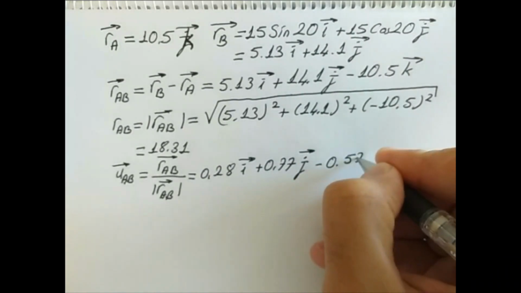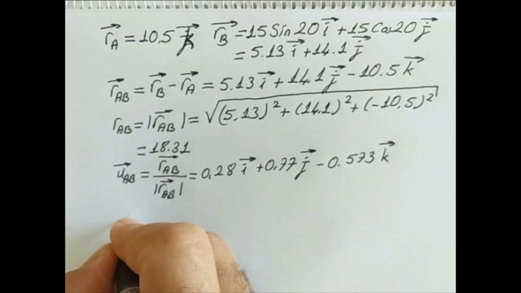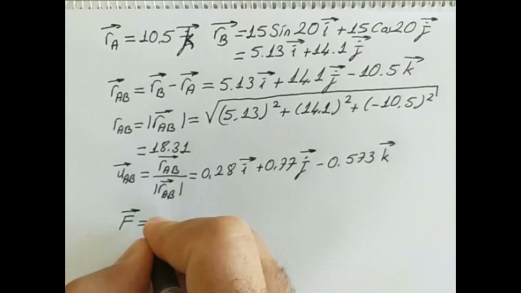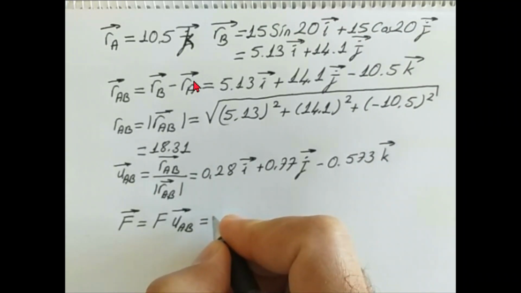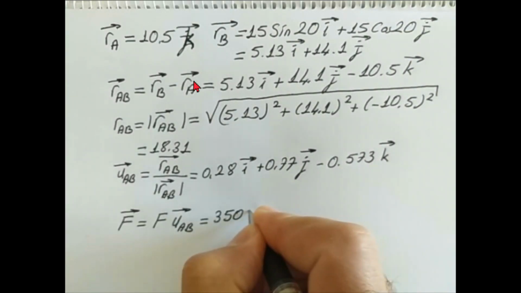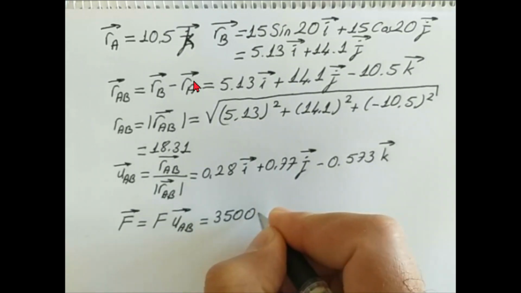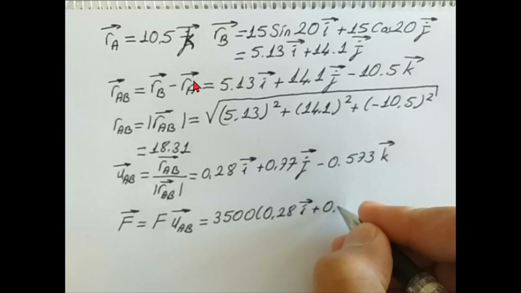Now this is my unit vector from A to B. Now what I'm going to do is to find the force vector in Cartesian coordinates. So this is equal to F multiplied by UAB. Therefore, F is, in this case, 3,500 newtons, multiplied by the unit vector, 0.28 I, 0.77 J, minus 0.573 K vector.